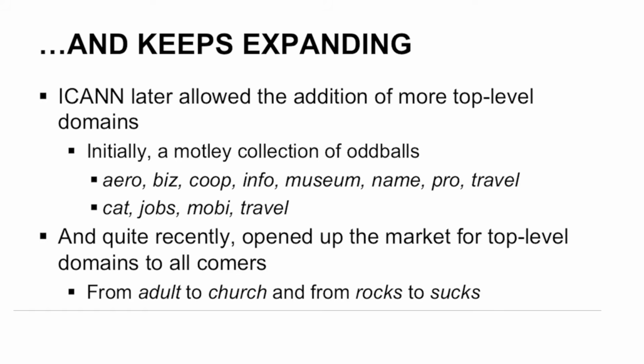Quite recently, ICANN opened up the market for top-level domains to all comers, that is, who had nearly $200,000 to apply. They now include everything from adult to church, and from rocks to sucks, and even a top-level domain called Cricket. There are about 500 of these which are due to be added to the top level of the namespace.